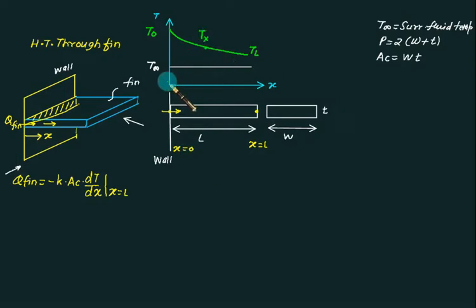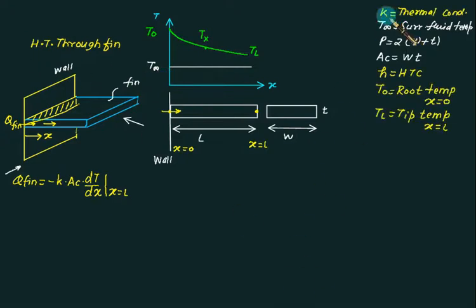At any distance x, we'll locate the value equal to Tx. So at x equal to 0, you have to label it as T0, and at L, you have to write down TL. K is the thermal conductivity, h is the heat transfer coefficient, T0 is the root temperature at x equal to 0, and TL is the tip temperature at x equal to L. So suffixes 0 and L are given on the basis of x.